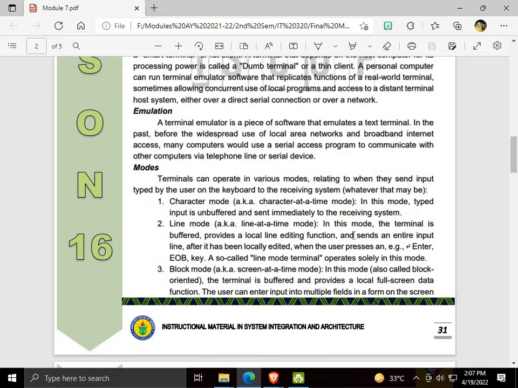Now, when you speak about block mode, this is also a screen-at-a-time mode. For this kind of mode, it is block-oriented. So what do we mean when we speak about block-oriented? It means that the terminal is buffered and provides a local full-screen data function.